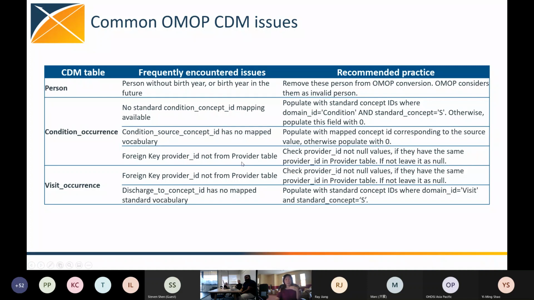Foreign keys. Foreign keys are very common. Make sure you check your foreign keys, because we get a lot where you don't have provider, or I've actually seen cases where a person isn't in the person table. So it's kind of hard for you to do something when you have a record in your condition occurrence table, but you don't know who the person is, right? So foreign keys are very important. Make sure you always check your foreign key constraints.